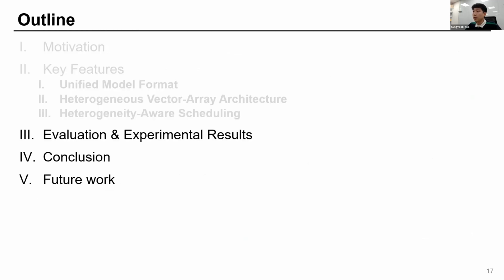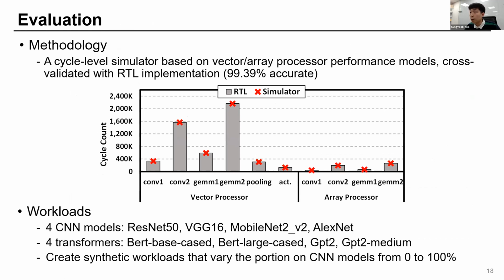Next, I will present the evaluation and experimental results, conclusion, and future work. To evaluate the proposed heterogeneous architecture, we built a cycle-level simulator in Python. It is based on vector array processor performance models, which are cross-validated with RTL implementation. The simulator showed 99% accuracy in cycle count for major ML operations, including convolution, matrix multiplication, activation, and pooling.